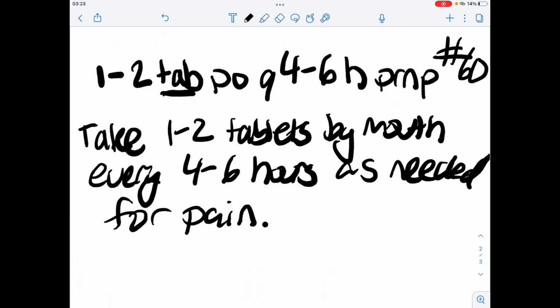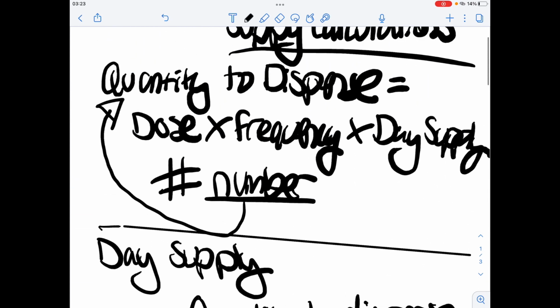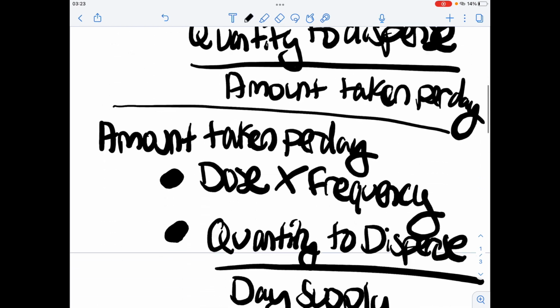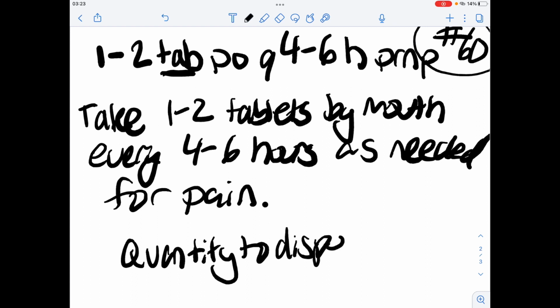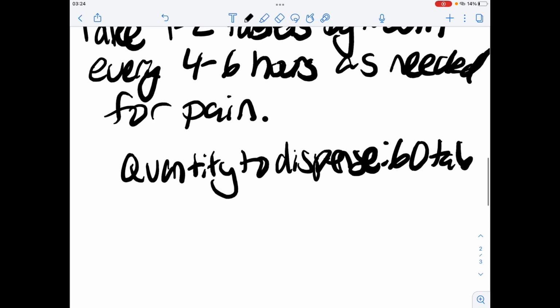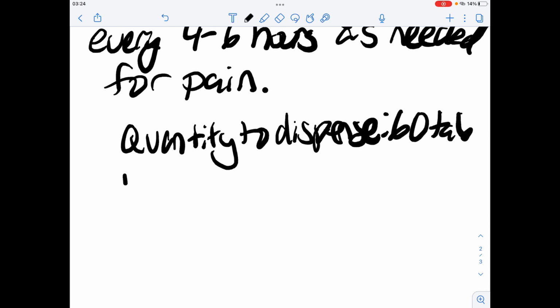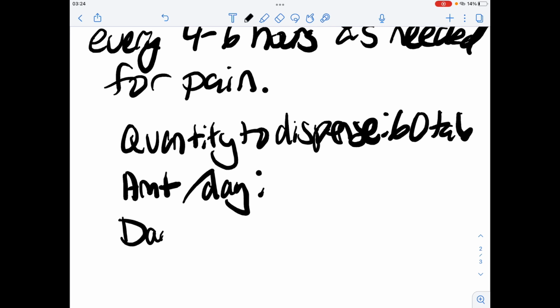We already know our quantity to dispense because it is listed. As I said, if you see a number sign, then that is the quantity to dispense. So here our quantity to dispense is 60 tablets. I'll write that here. Tablets. Okay. So now next is amount per day. I'm just going to abbreviate that. And then after that would be our day supply.